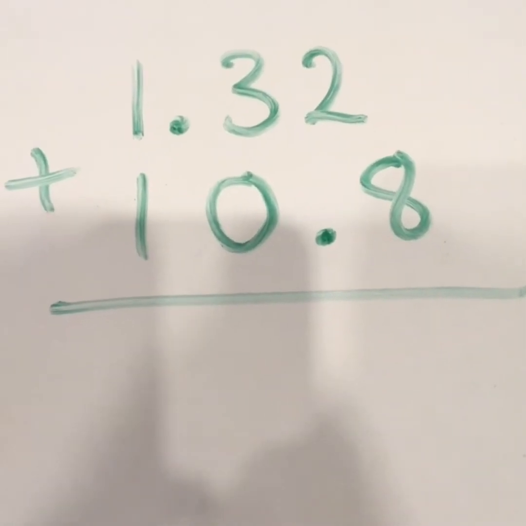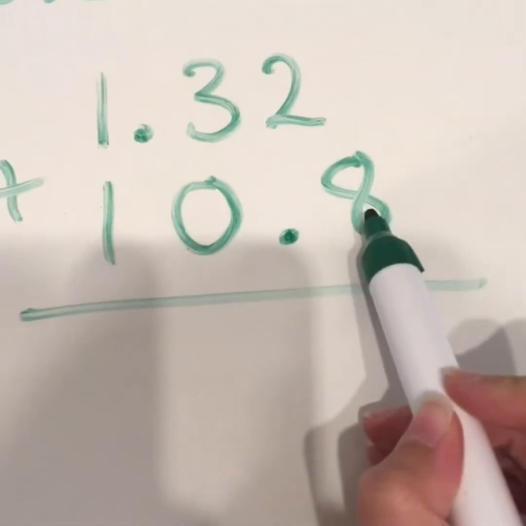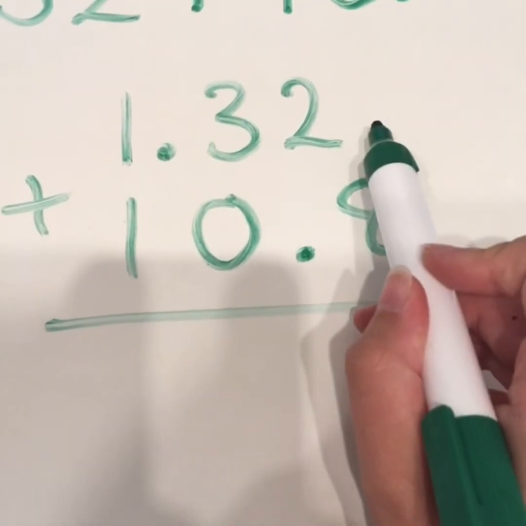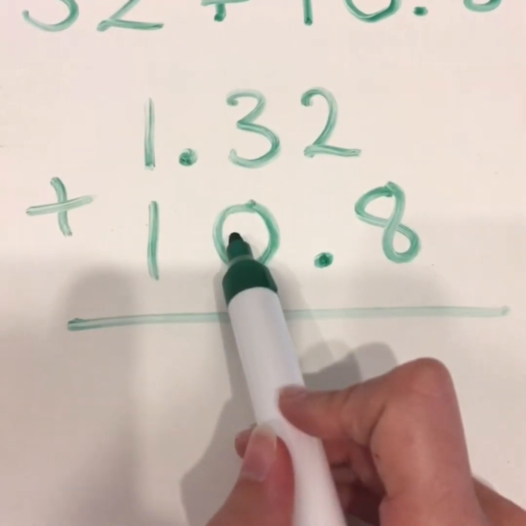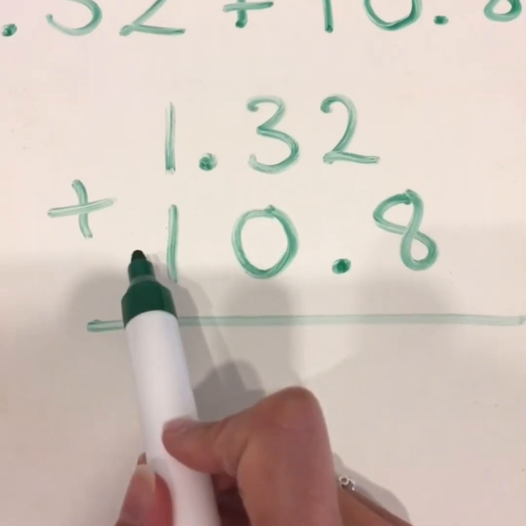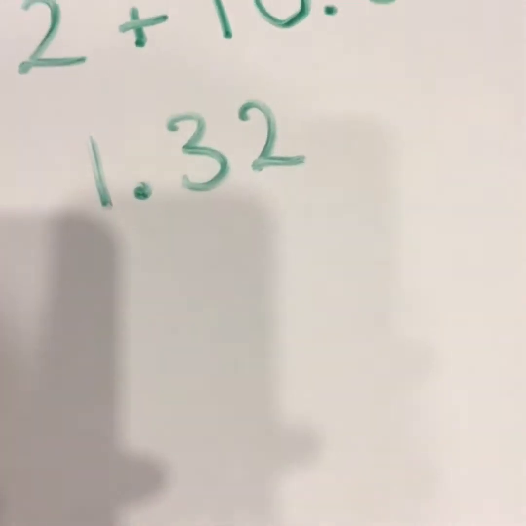Well, this person has completely forgotten their decimal place value. They've got 8/10 lined up with 2/100ths. They've got 3/10 and 0 ones, and they've got 1 one with 1/10. So this is not lined up properly, okay? It's not got the right place value in the right place.